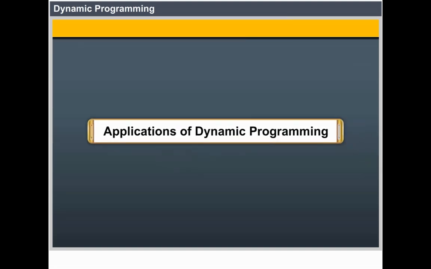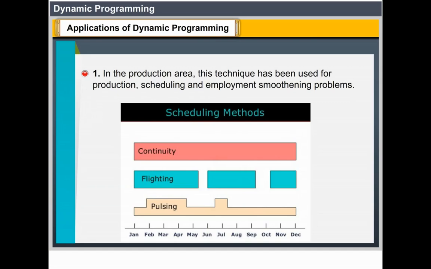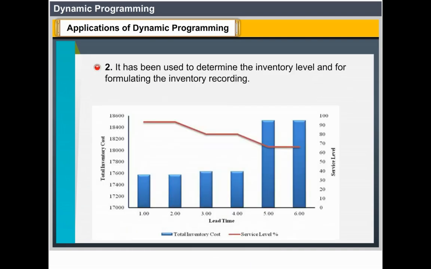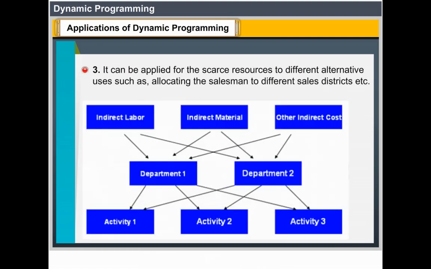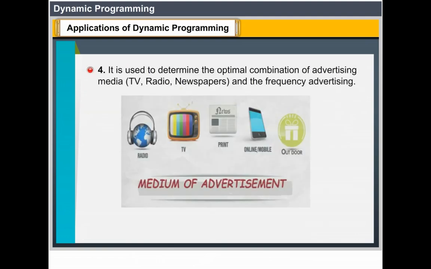Applications of dynamic programming. Number 1. In the production area, this technique has been used for production scheduling and employment smoothing problems. Number 2. It has been used to determine the inventory level and for formulating the inventory reordering. Number 3. It can be applied to allocate scarce resources to different alternative uses, such as allocating salesmen to different sales districts, etc.